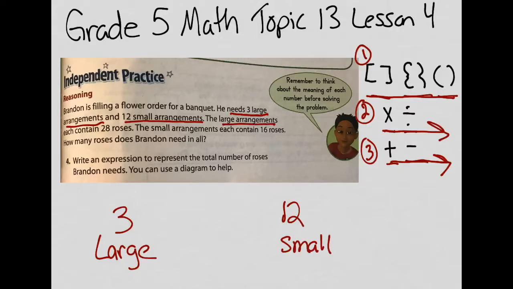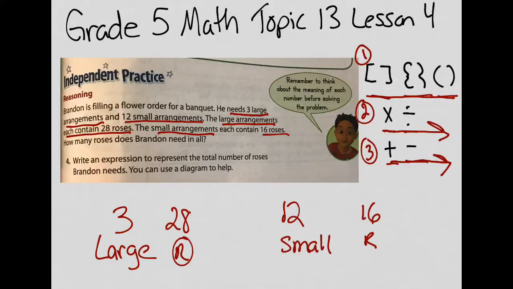The large arrangements each contain 28 roses. So we have 28 roses in large arrangements. I'm just going to write in R for roses. The small arrangements have 16 roses. Okay, so 16 roses. How many roses does Brandon need in all? And we're looking for an expression.